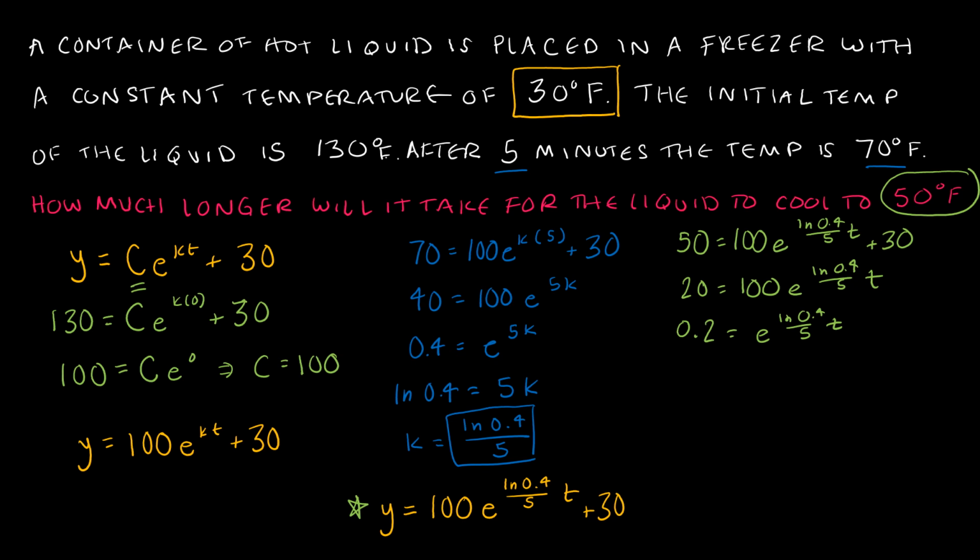I'm going to take the natural log of each side. On the left side, I have the natural log of 0.2, and on this side, of course, that e is going to go away. That just gives me the natural log of 0.4 divided by 5 times t, which means to find t, I'm going to take the natural log of 0.2 and divide it by the natural log of 0.4 divided by 5. And that's going to give me approximately 8.78.